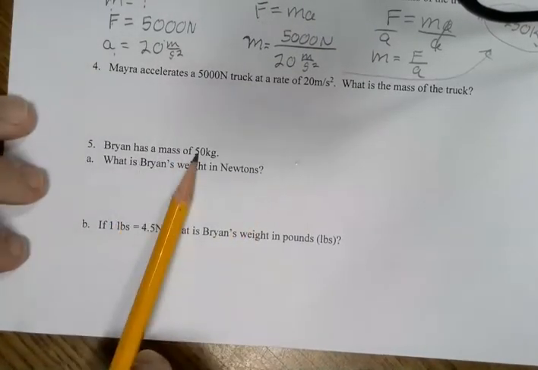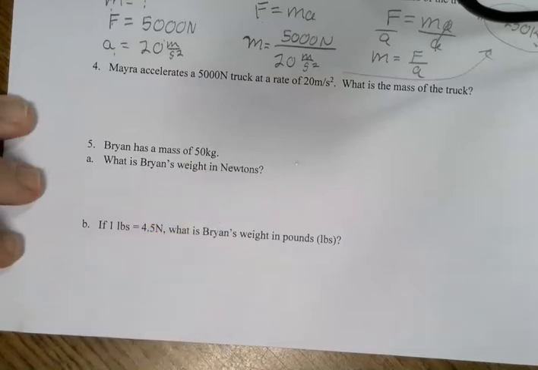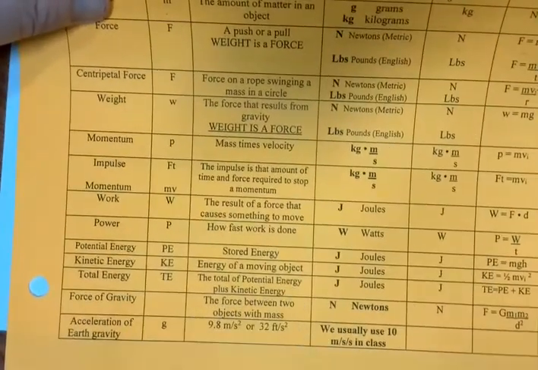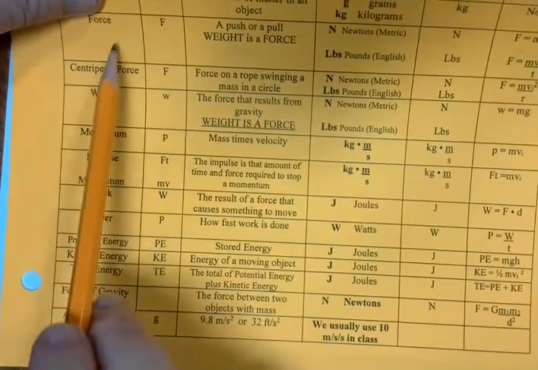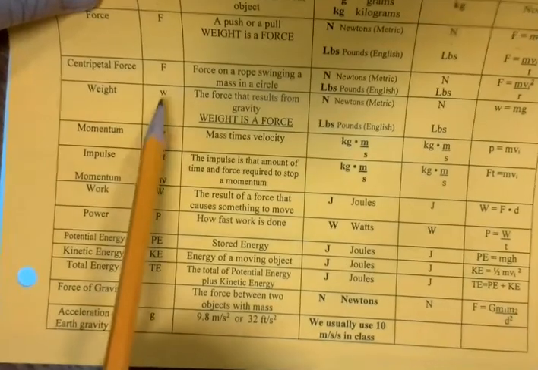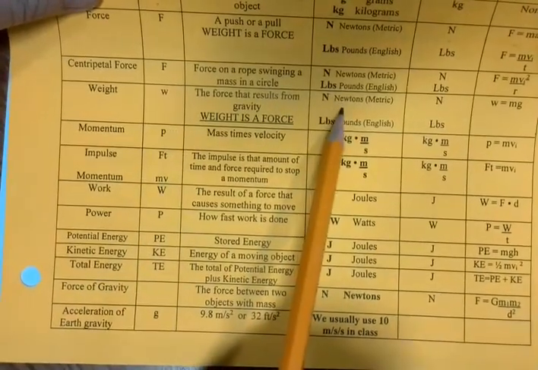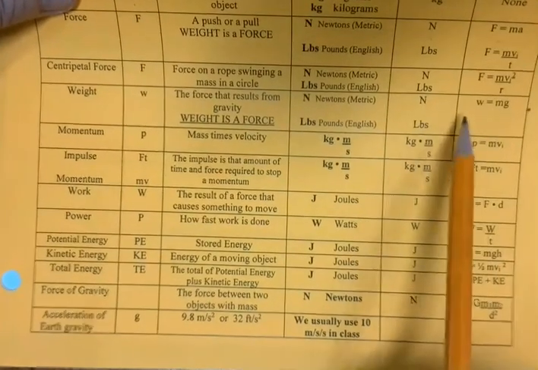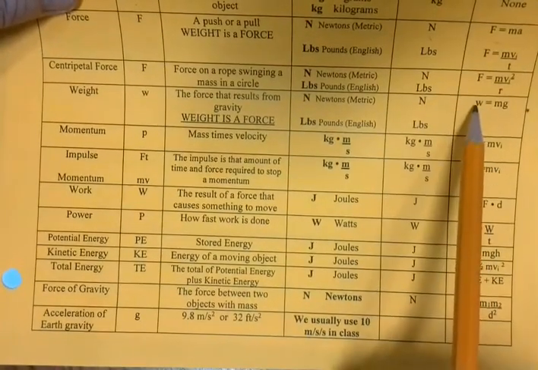Okay, Brian has a mass of 50 kilograms. What is Brian's weight in newtons? So it's a formula we didn't formally introduce you to, but it's on the sheet. And if you learn how to use the sheet, you can go find these things. Weight is a force. It's measured in newtons. And it's simply a special application of F equals ma. Weight is a force. It's the force of gravity.